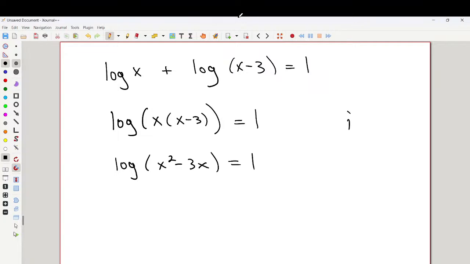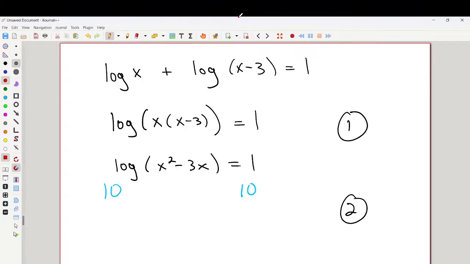Step 1. Step 2, exponentiate. Invisible base is 10. Yes. So we're going to exponentiate by 10. This and this cancel out. x squared minus 3x and 10 to the first power. That's a really big power and a really small base, but it is 10.